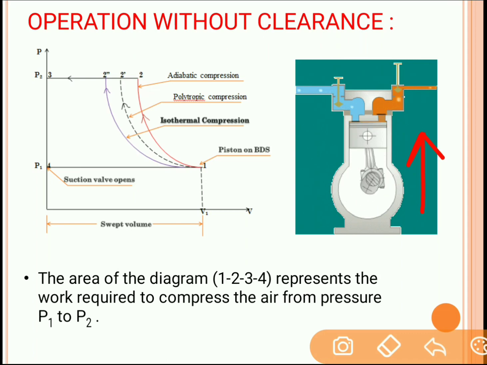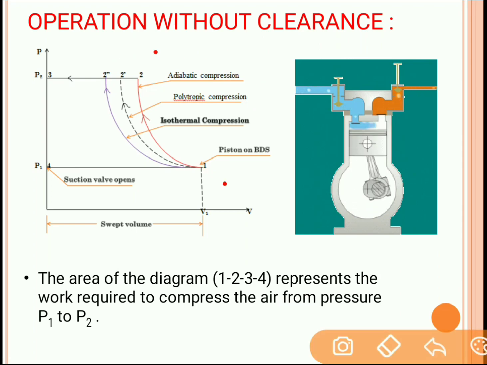Air which is inside the cylinder can be compressed by three different kinds of processes. That is, it could be either adiabatic compression, polytropic compression, or isothermal compression. Now these are three different curves for three different processes. If it is from 1 to 2, it can be considered as adiabatic compression. If it is from 1 to 2 dash, it can be considered as polytropic, and from 1 to 2 double dash, it can be considered as isothermal.